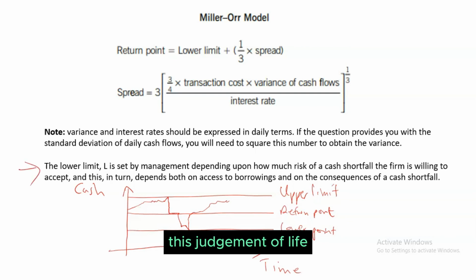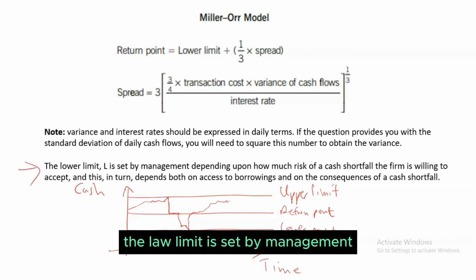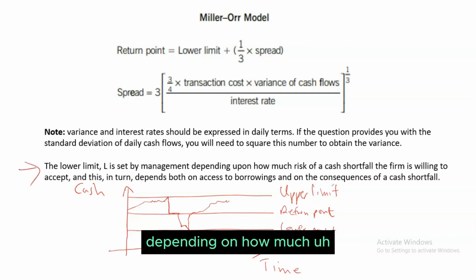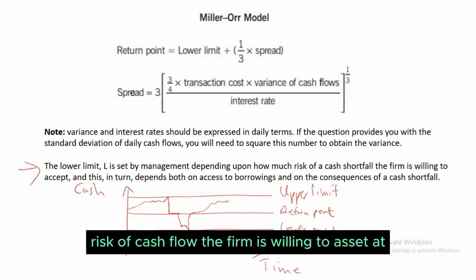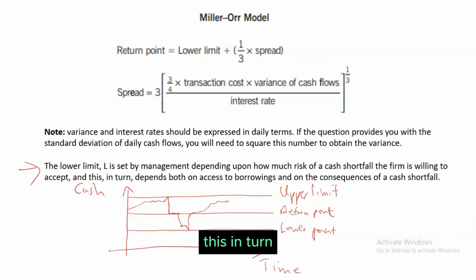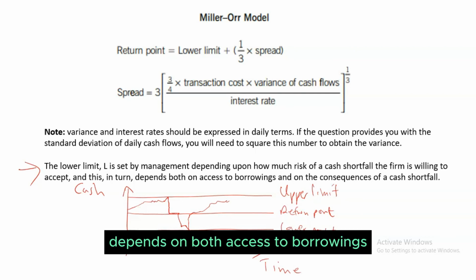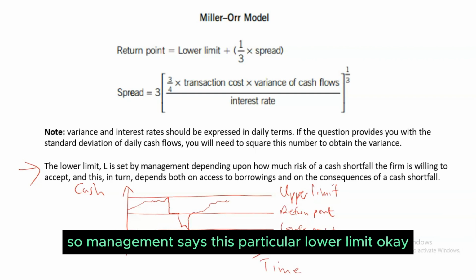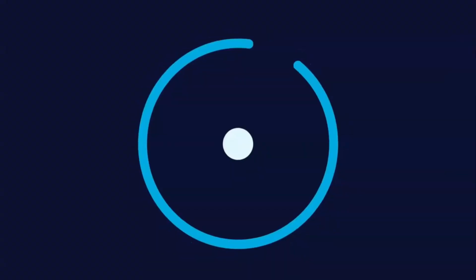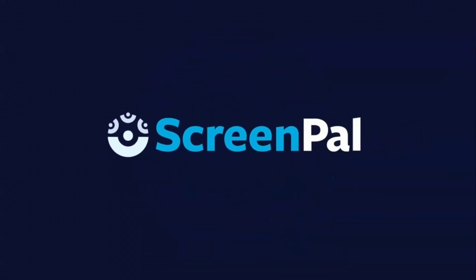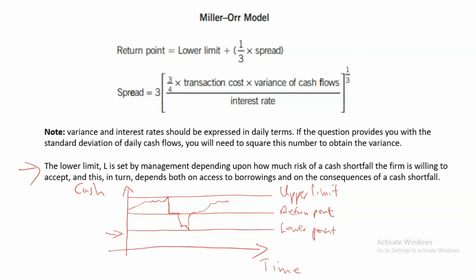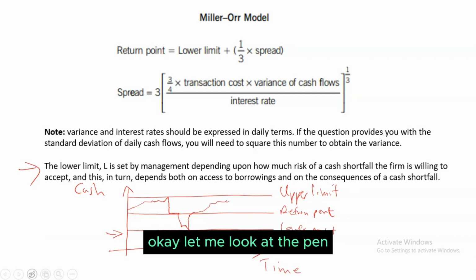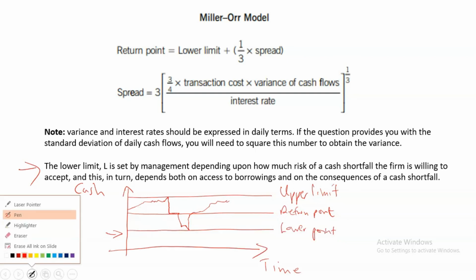So this statement applies. The lower limit is set by management depending on how much risk of cash flow the firm is willing to accept. And this in turn depends on both access to borrowings and the consequences. So management sets this particular lower limit.